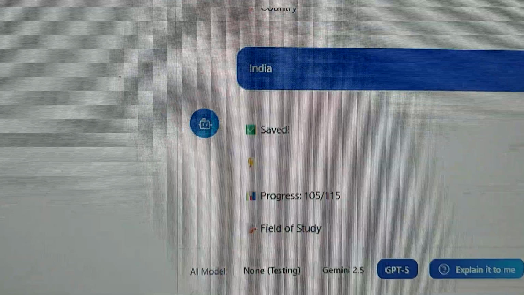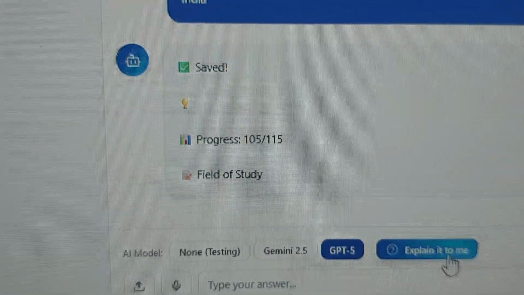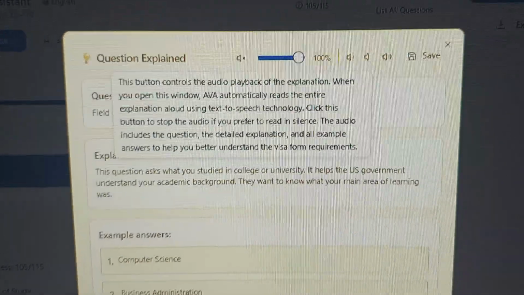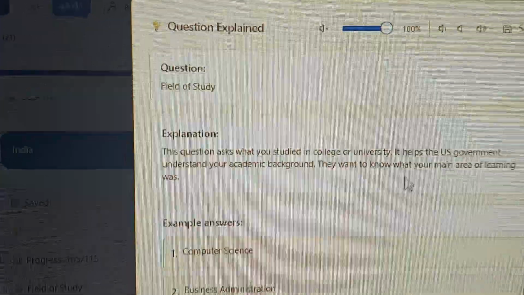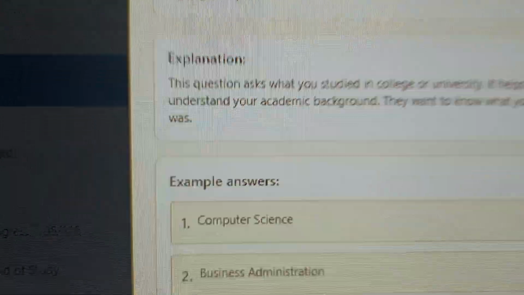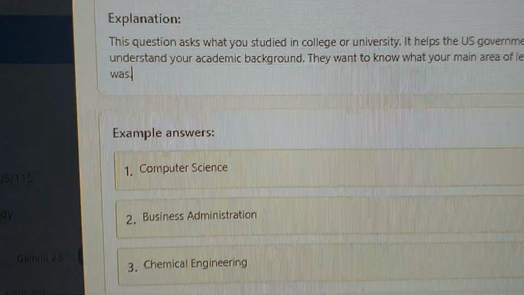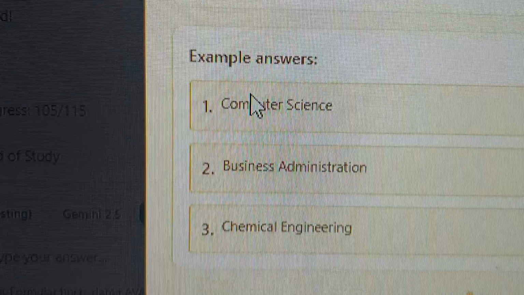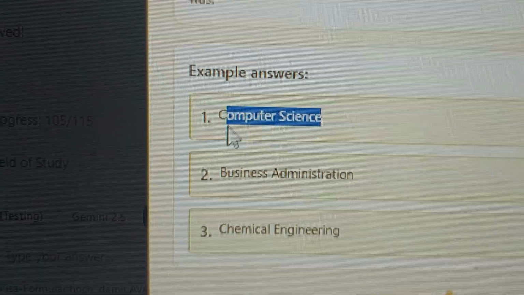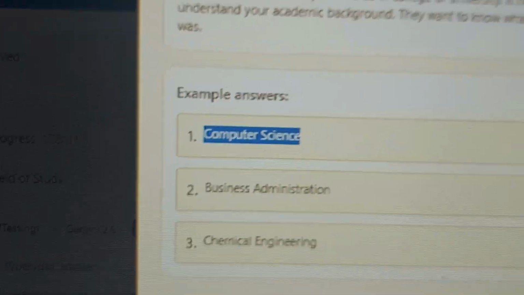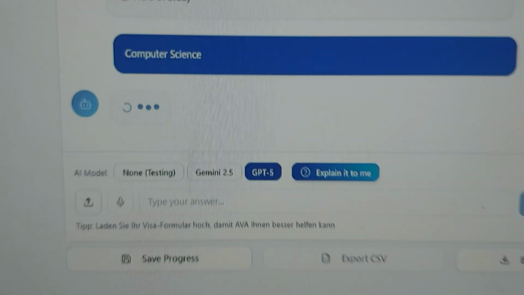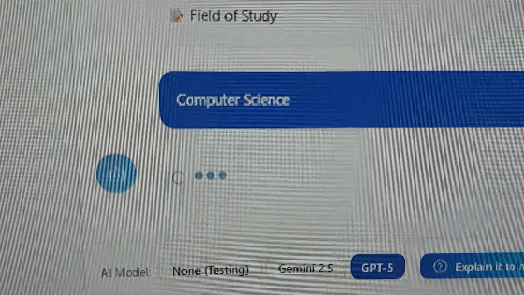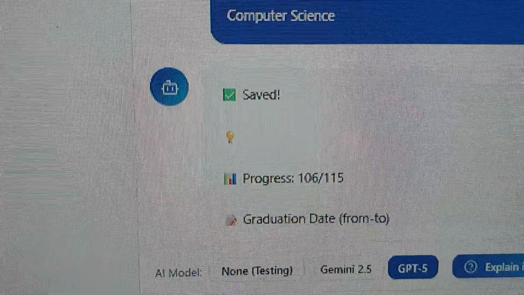Field of study. Question: field of study. Explanation: this question asks what you studied in college or university. It helps the US government understand your academic background. They want to know what your main area of learning was. Example answers: computer science, business administration, graduation date from to.